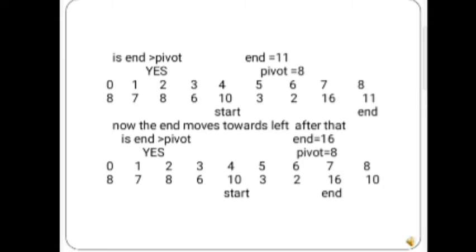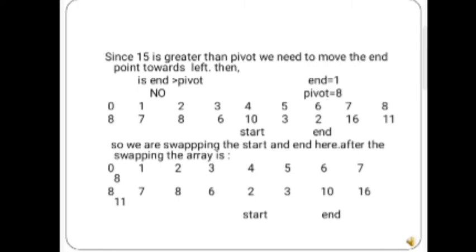And the next case is, here we observe 15 is greater than pivot, so we need to move the end point towards left. Then the next case is end is greater than pivot. Here end is 1 and pivot is 8, so the condition is false.